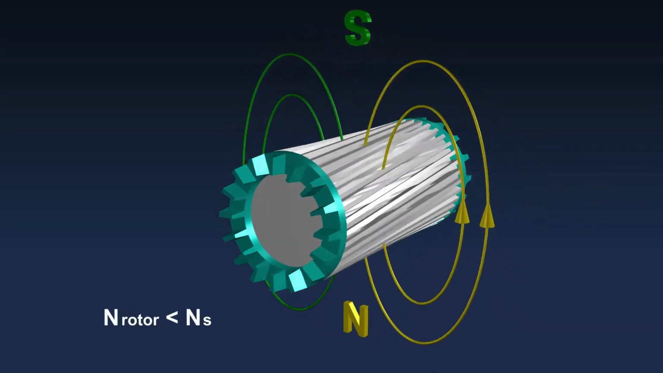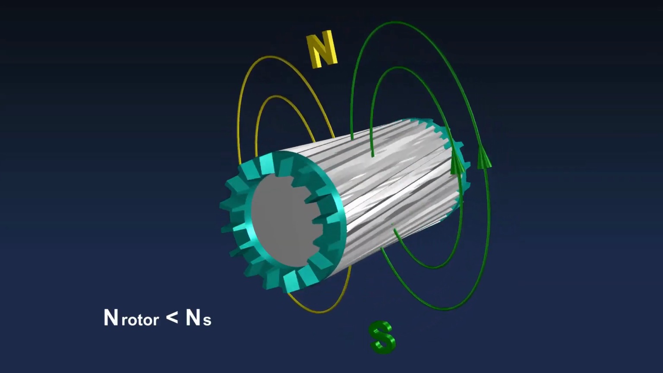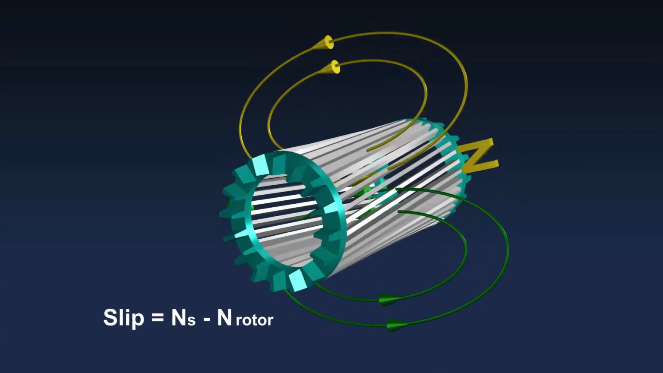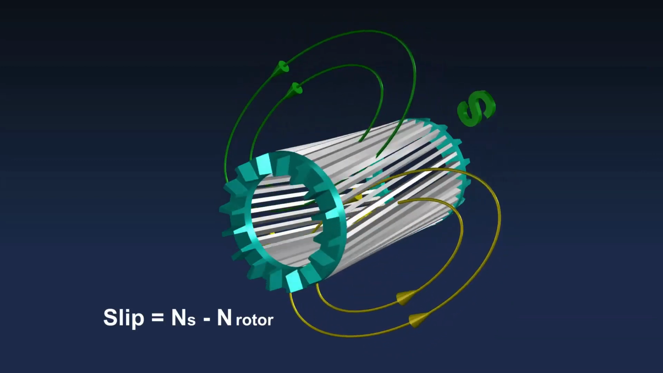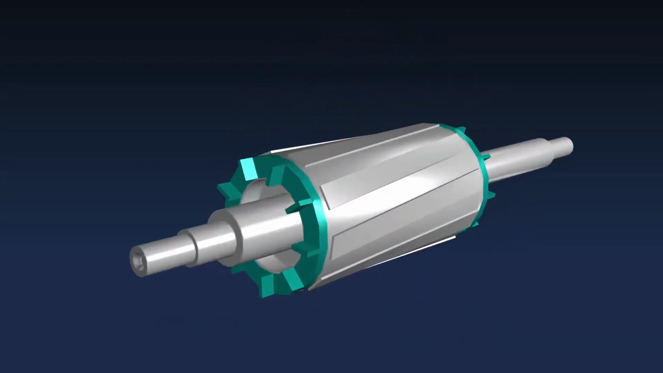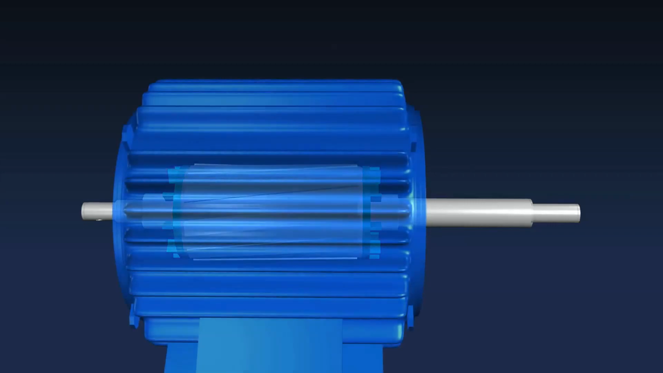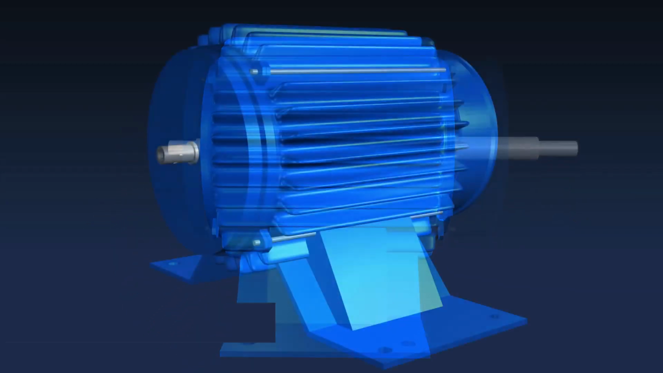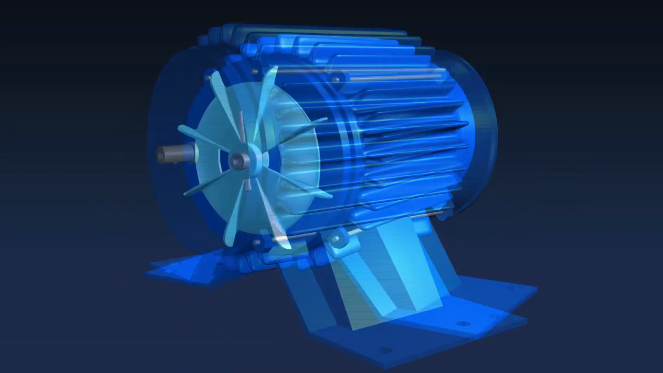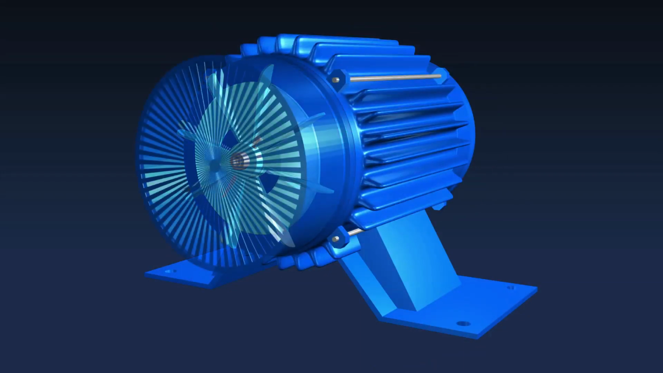The rotor always rotates at a speed slightly less than the synchronous speed. The difference is called slip. Rotational mechanical power is transferred through a power shaft. Energy loss during motor operation is dissipated as heat, so a fan at the other end helps to cool down the motor.